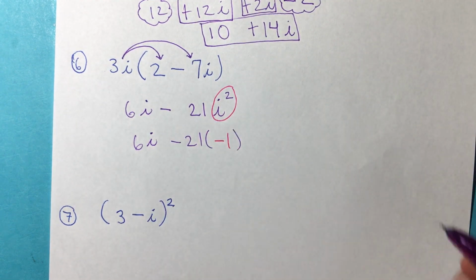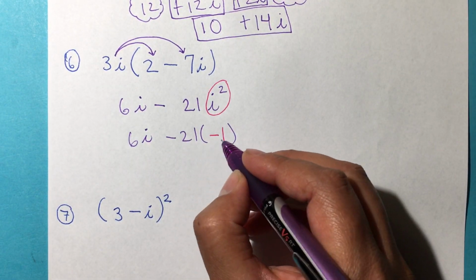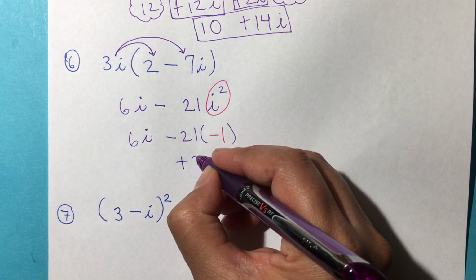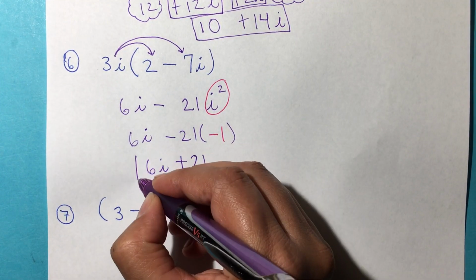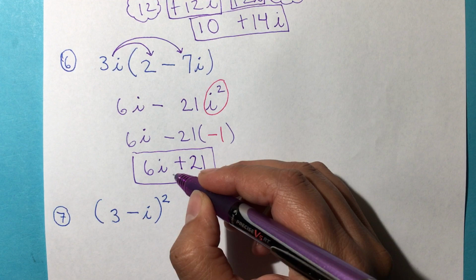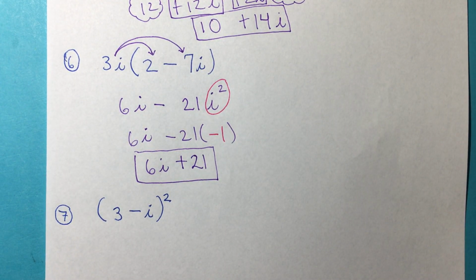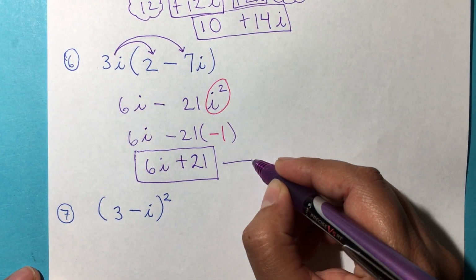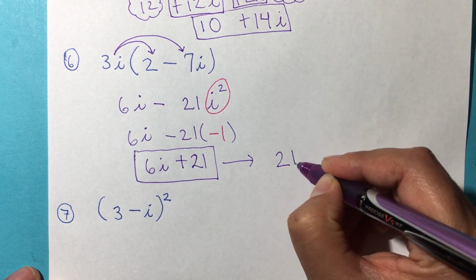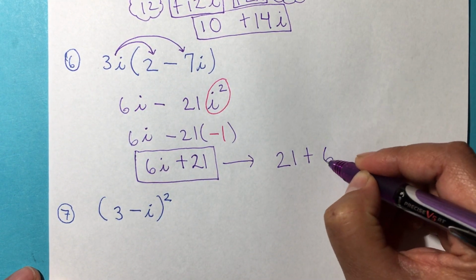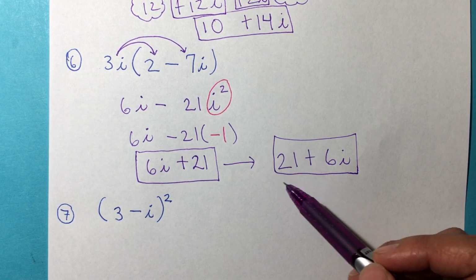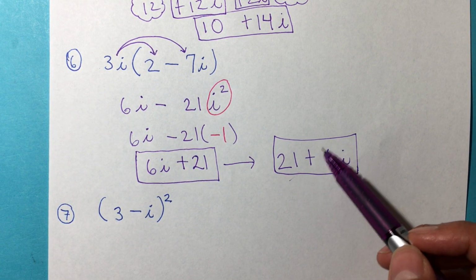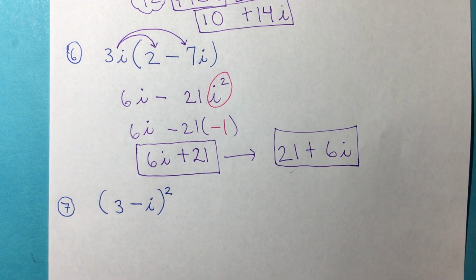Bring this down to keep ourselves organized. And negative times negative becomes positive. Positive 21. And we bring down the 6i. So it's 6i plus 21. Now if we want to write it properly, it would be 21 plus 6i. Complex numbers are written in this form with the real portion first and the imaginary portion second.